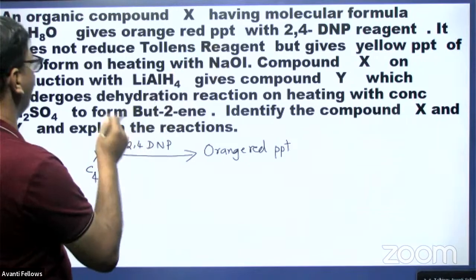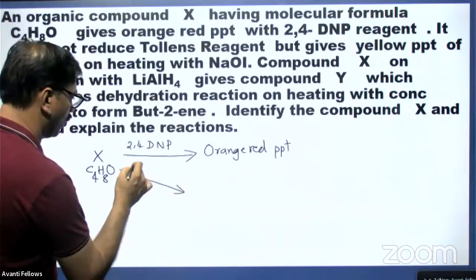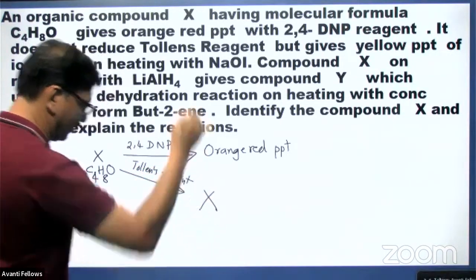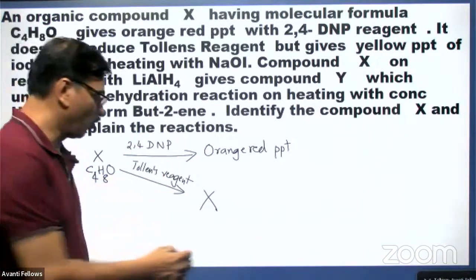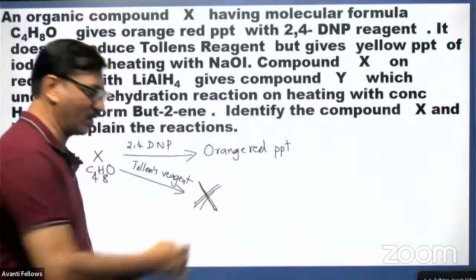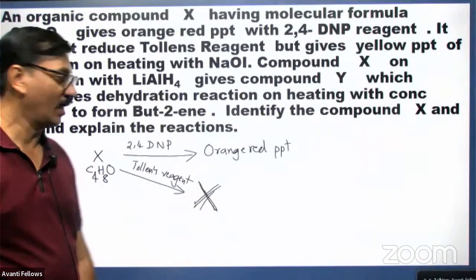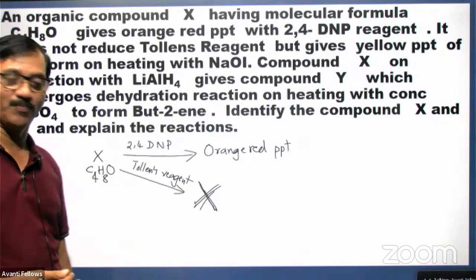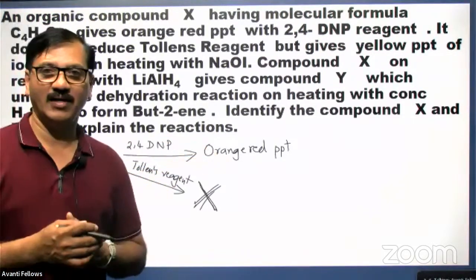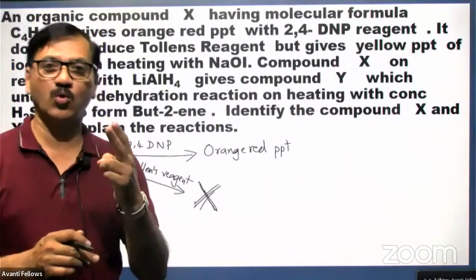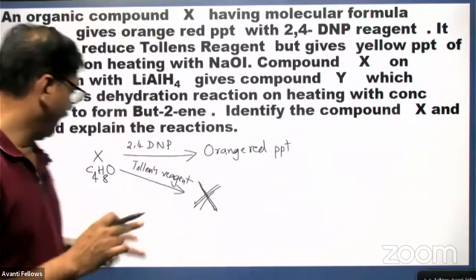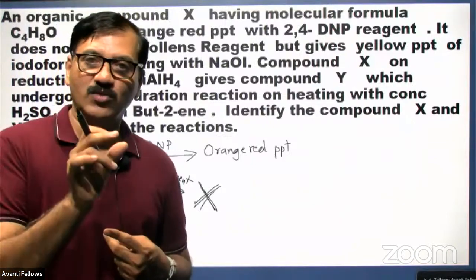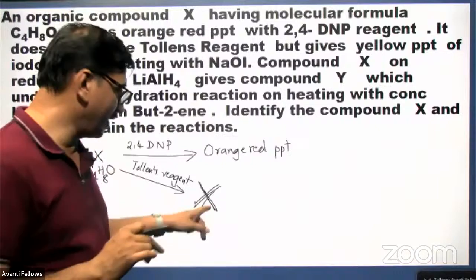The second clue is, it does not reduce Tollens reagent. That means it won't answer Tollens reagent. You can make some mark that it won't give the reaction. Okay, not giving the reaction is also a clue. The first clue is that it reacts with 2,4-DNP, so we can conclude the compound may be either an aldehyde or a ketone. It doesn't react with Tollens reagent, so what does that mean? It must be a ketone, because the one which reacts with Tollens reagent is an aldehyde. It doesn't react, so it must be a ketone.